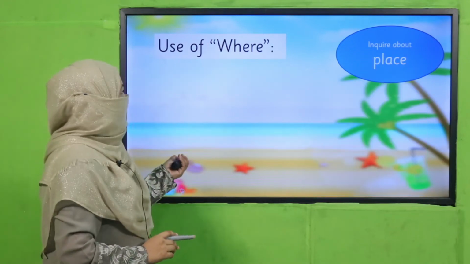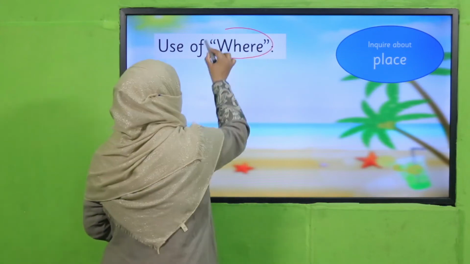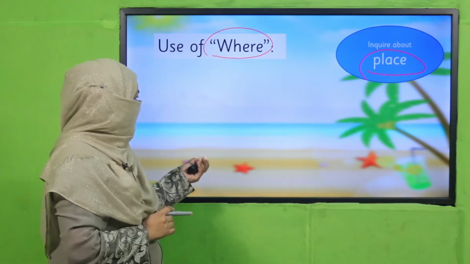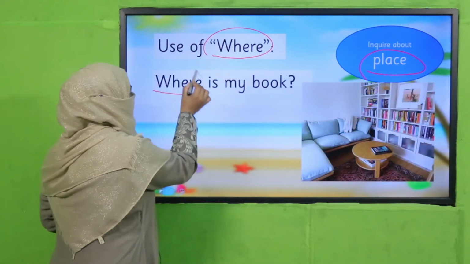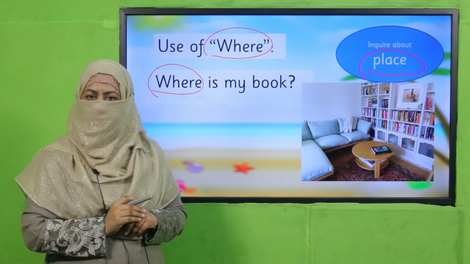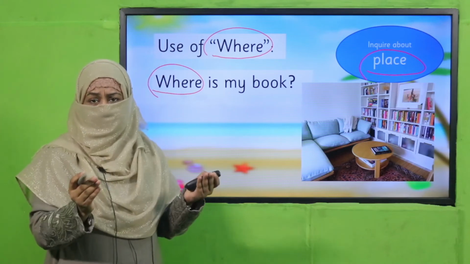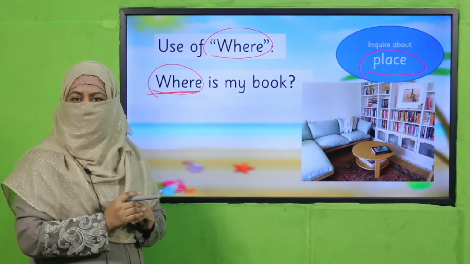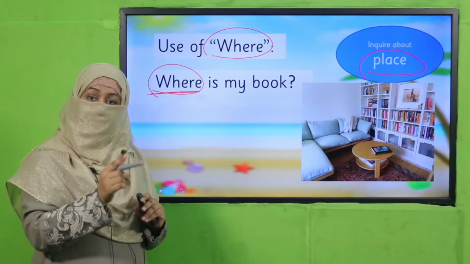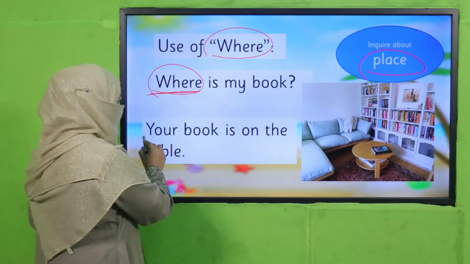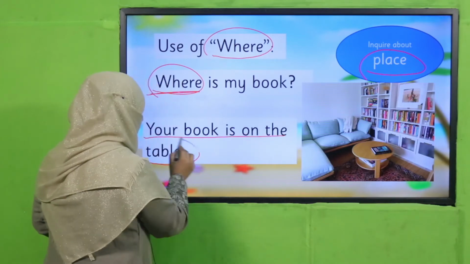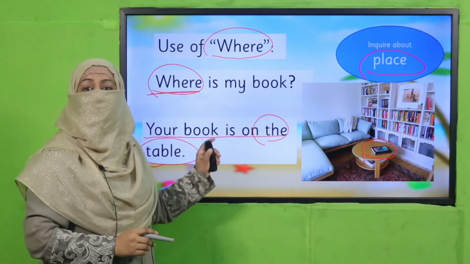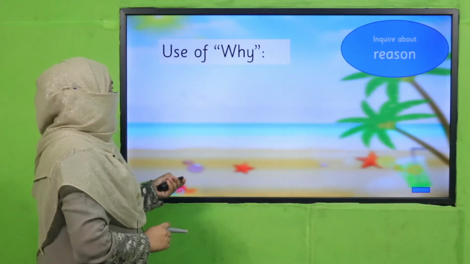All right? So next is where. We use this word when we want to ask about a place. For example, where is my book? Now I want to know where is my book? What is the place where my book is? So when you are being asked with a question word where, you have to tell the place. Your book is on the table. So this is the place where your book is. So you have to tell the place.